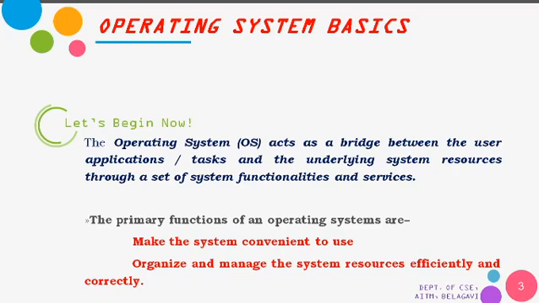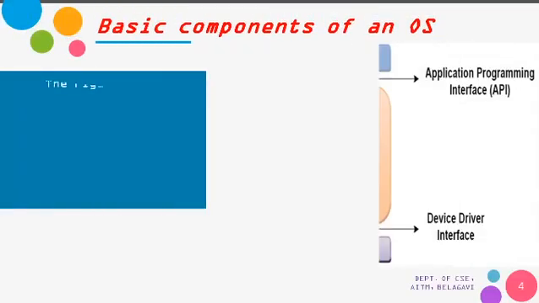So this operating system will act as a bridge between the user applications, like WhatsApp, Facebook, right? So it will act as a bridge between the user application and the underlying system resources here through a set of system functionalities and services here. So the primary functions of operating systems are to make the system convenient to use, then organize and manage the system resources efficiently and correctly here. Now going to the basic components of operating system.